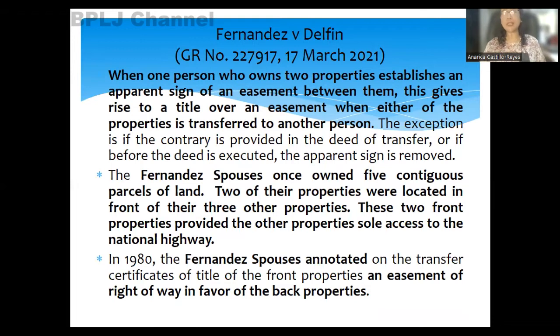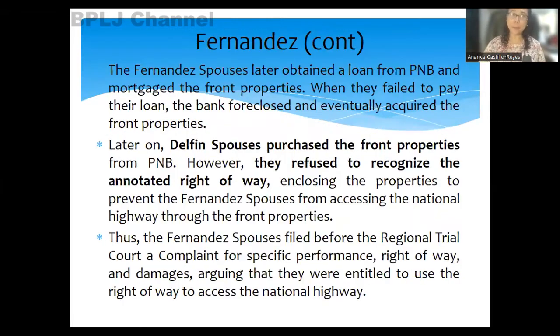In this case, the Fernandez spouses once owned 5 contiguous parcels of land. Now, 2 of their properties were located in front of their 3 other properties. Now, these 2 front properties provided the other properties sole access to the national highway. However, the Fernandez spouses annotated on the titles of the front properties the easement of right of way in favor of the back properties. Later on, the Delphine spouses obtained a loan and mortgaged the front properties.